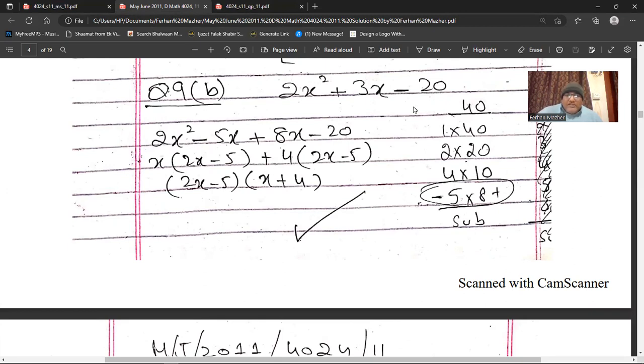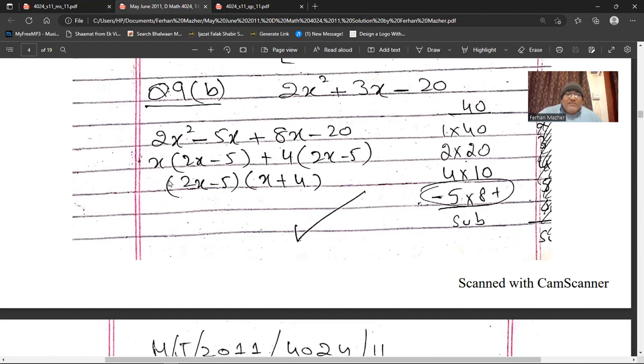Here with the third term, we have a negative sign, so I write here subtract. I have to choose that pair which by subtraction will give me positive 3. So that will be this pair. Because you want positive 3, with the larger number I will put a positive sign, and with the smaller number I will put a negative sign. So you will have 2x squared minus 5x plus 8x minus 20. This is called midterm breaking.